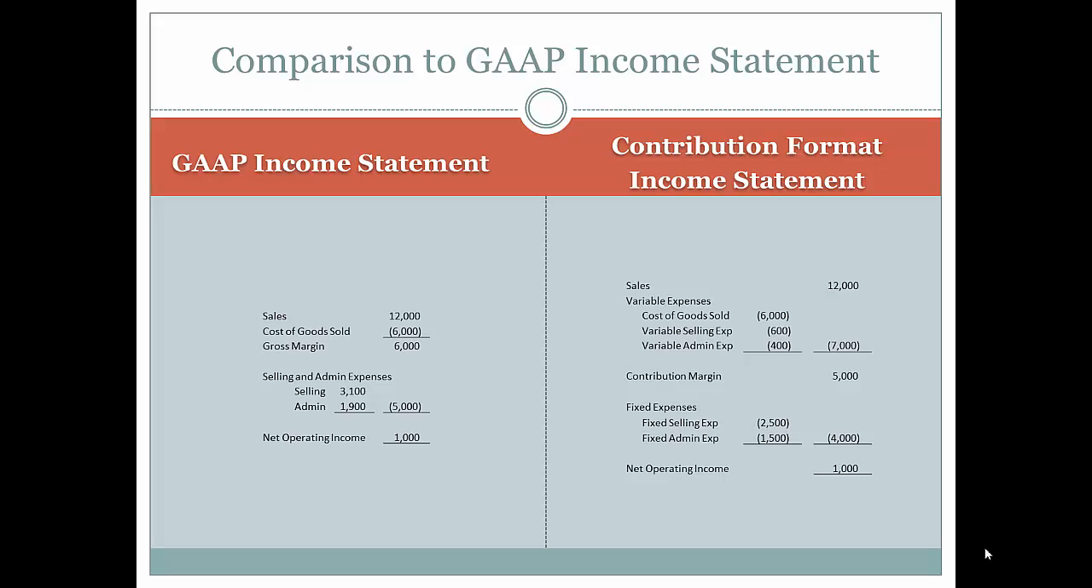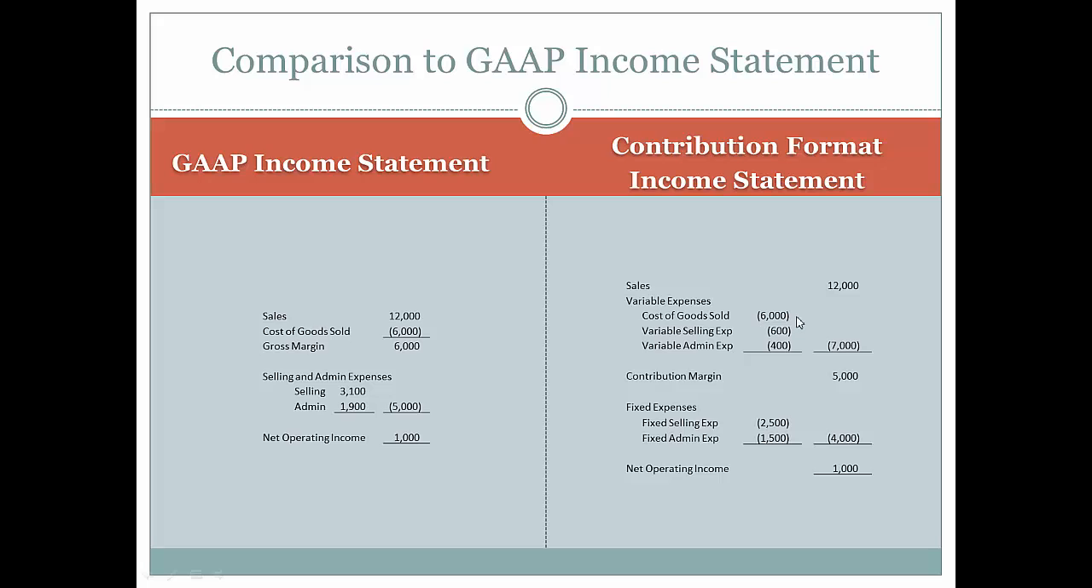Now, the contribution format income statement will use the same numbers and will come up to the same net operating income, but it will segregate its costs between variable costs here and fixed costs here. So the sales are the same between the two income statements, but the variable costs are all accumulated together.